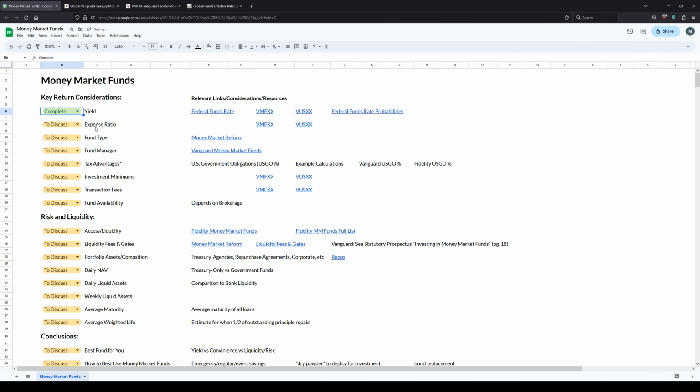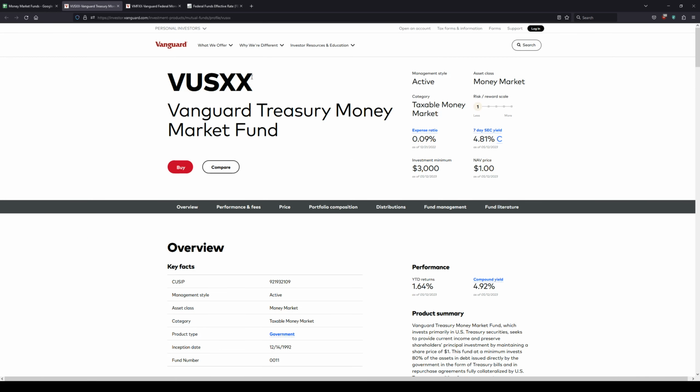So with the yield covered, the next thing we'll be looking at is the expense ratio of the fund. So Vanguard is quite good when it comes to expense ratios from what I've seen on my own research, and I think they are probably the most competitive in terms of lowest expense ratios when it comes to money market funds. So an expense ratio here for VUSXX is 0.09%. In other words, 9 basis points.